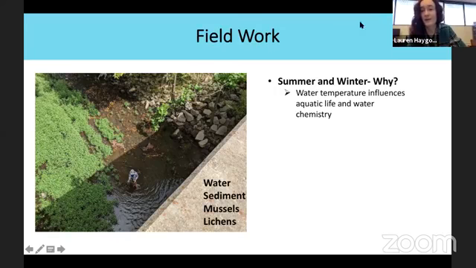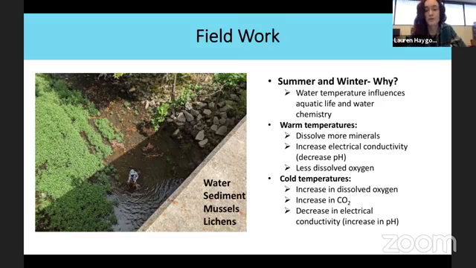So water temperature influences aquatic life and water chemistry. So we choose to go in the summer and winter due to the different water temperature changes. And also there will be different amounts of runoff in both seasons, just because the amount of rain we get during summer and winter is different.